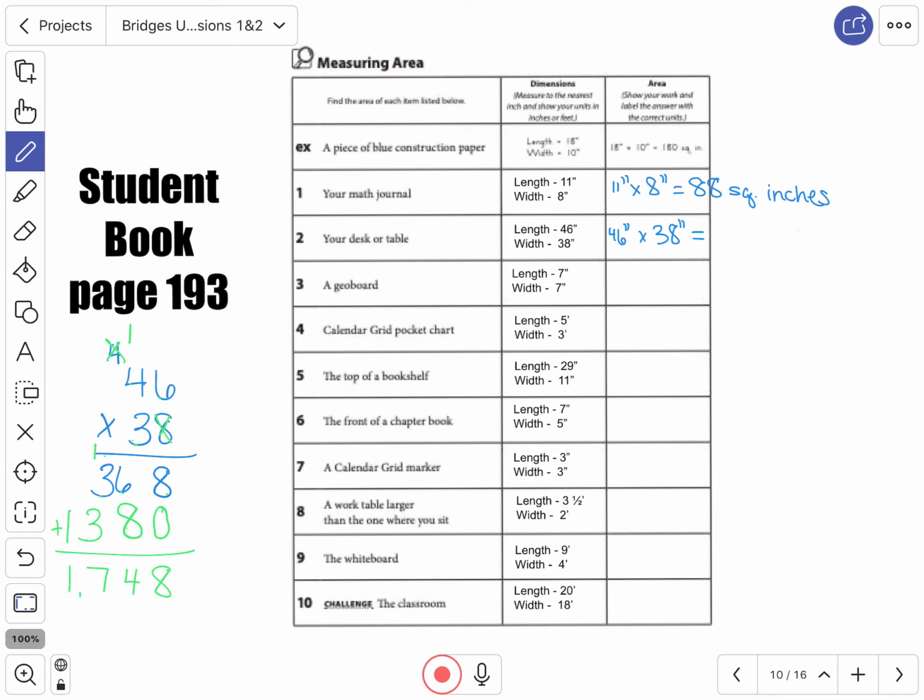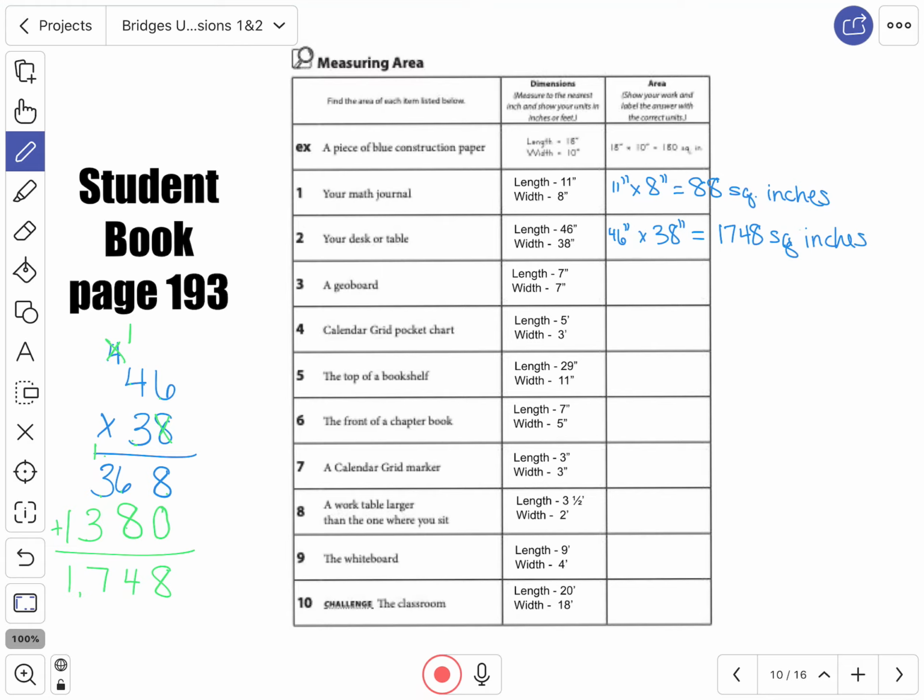It is 1,748 square inches. And remember that I could put that IN with that 2 also, okay? I think I'm going to do maybe 2 more with you, and then I'm going to have you do the rest, okay? All right. A geoboard.